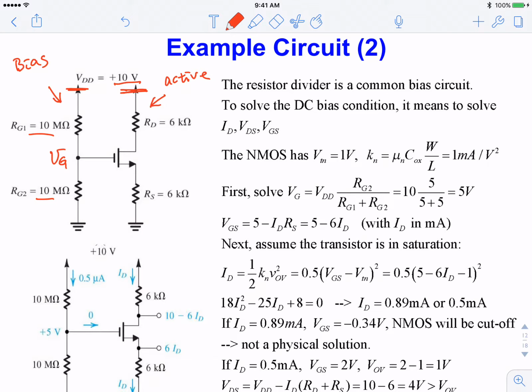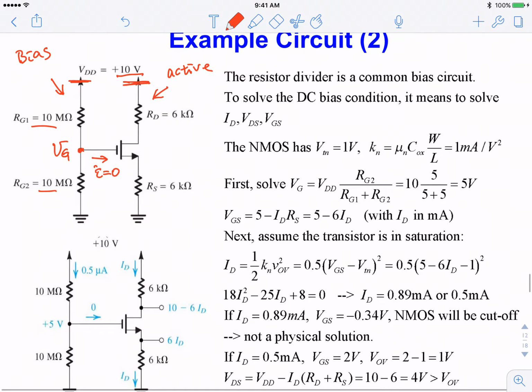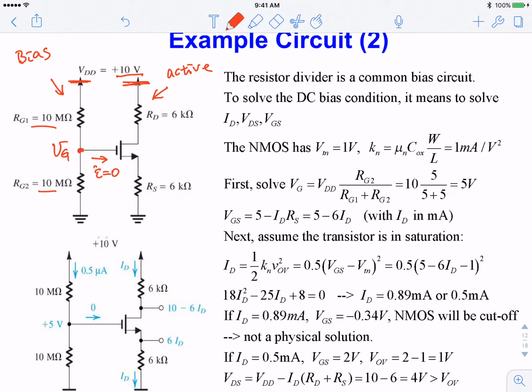It just means we apply a 10 volt battery to the top. And now this is a little bit complicated. It's very easy to find VG. It's a voltage divider because the current is equal to 0, so there's no current flowing into the gate. So VG is simply equal to the voltage divider. VG is 10 mega ohm over the total, so this is 5 volt. It's very easy to figure that out. The next one is not so easy. Next, we need to know what VGS is.